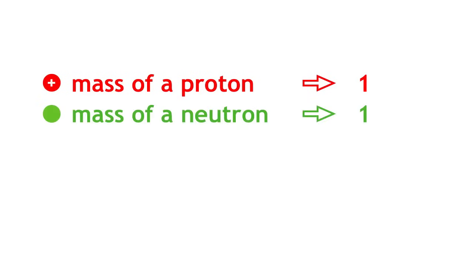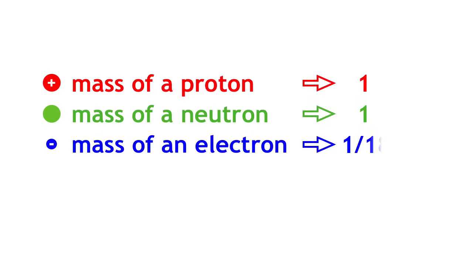We assign the mass of a proton as 1. The neutron has a similar mass to protons and is also given the mass of 1. The electron, however, is much lighter and has a mass of 1 over 1840. If we think about how heavy the mass of the protons and neutrons are in relation to the electrons, it's clear to see that the mass of an atom is concentrated at the nucleus.